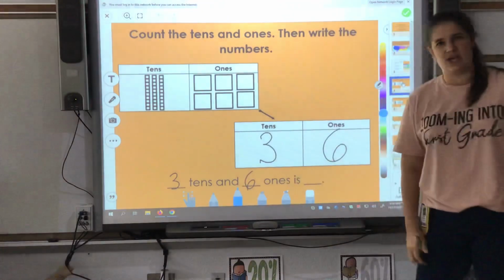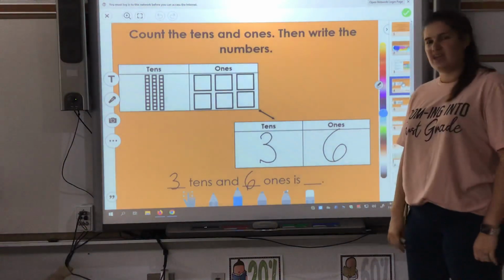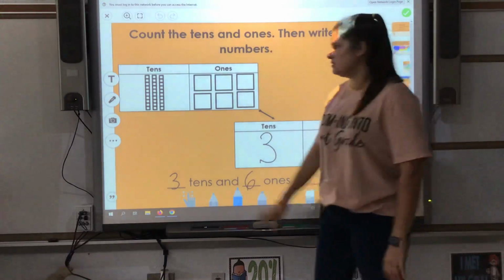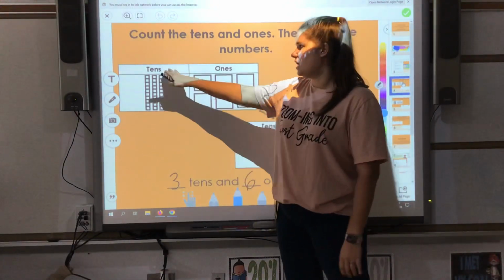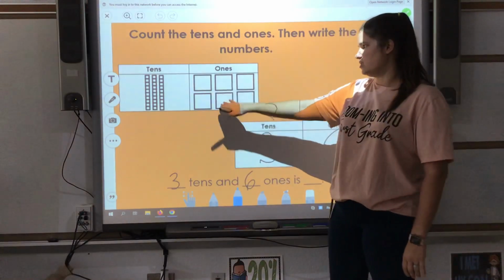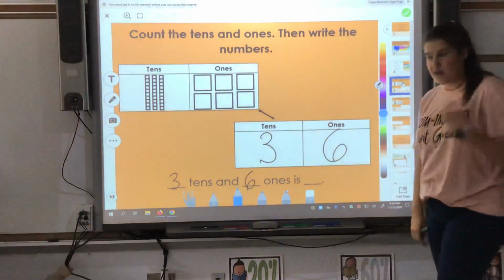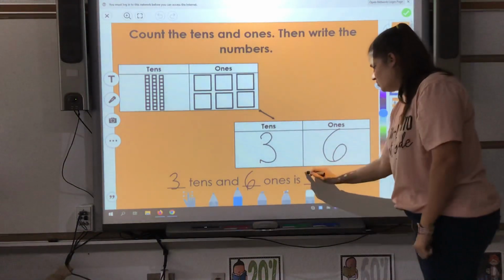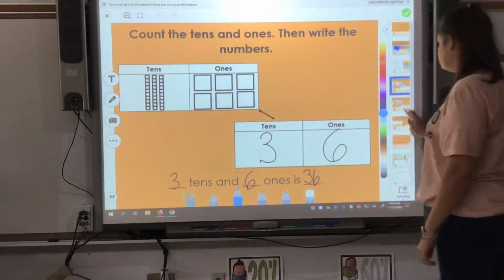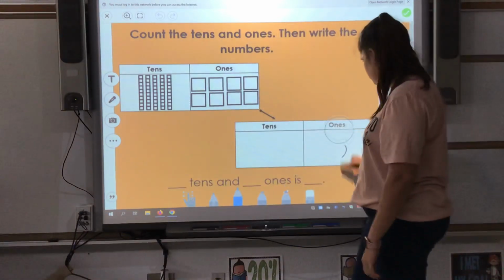I'm going to give you a second at home. What is 3 tens and 6 ones equal to? If you need to, you can count your tens like this. 10, 20, 30, 31, 32, 33, 34, 35, 36. So I know that 3 tens and 6 ones is 36. If you're working along with me at home, great job.